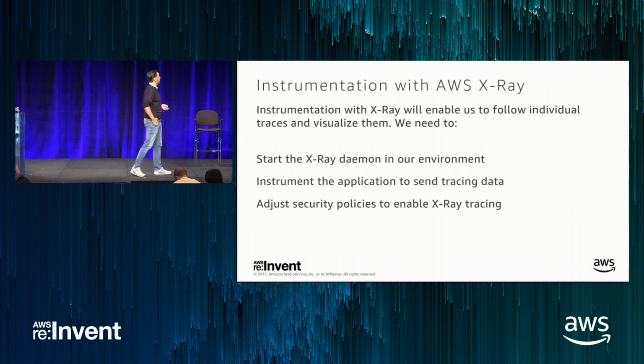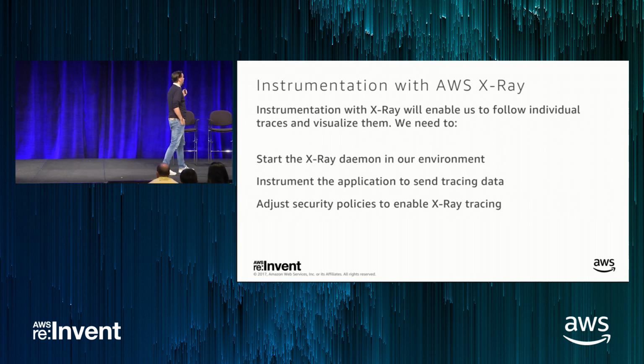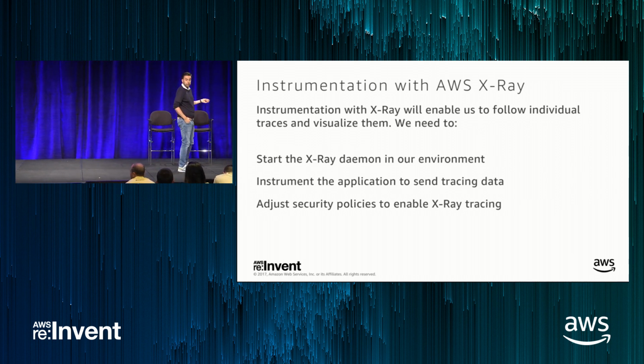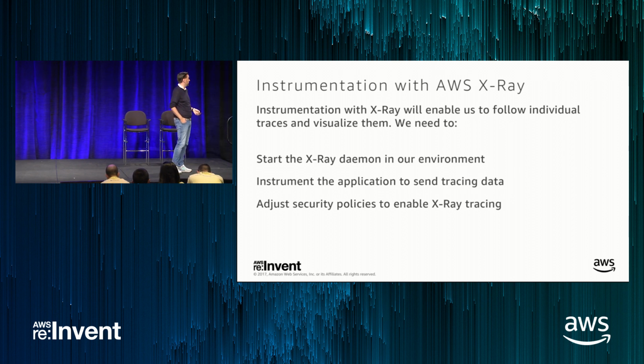So how do you do this? Instrumentation with X-Ray will enable you to see those traces that you have seen before, the traces and the maps. You have to start the X-Ray daemon on your environment. For an environment like a Beanstalk environment or Lambda, there's just a checkbox in the UI. But technically, you can run it on pretty much every environment that you're using by just installing either the daemon or making it part of your deployment. Instrumenting the application to send tracing data and adjust your security policies to enable X-Ray tracing.